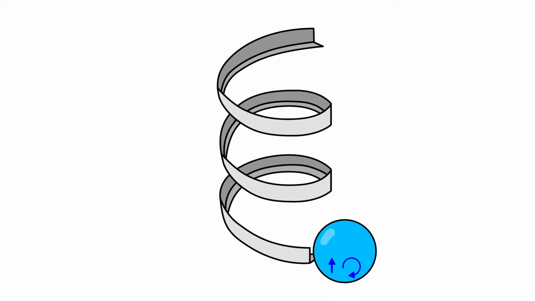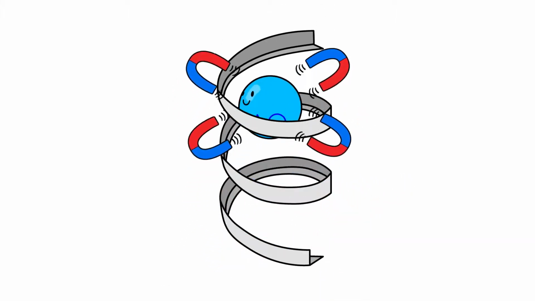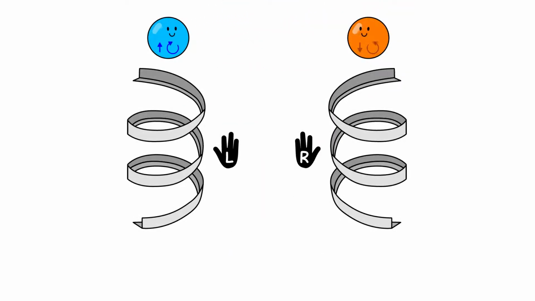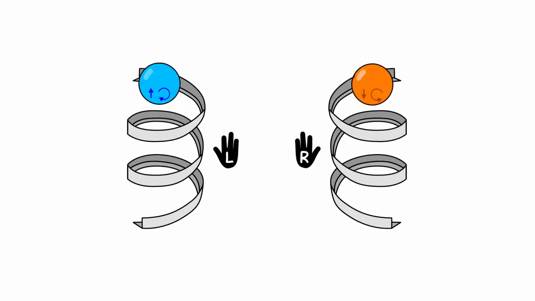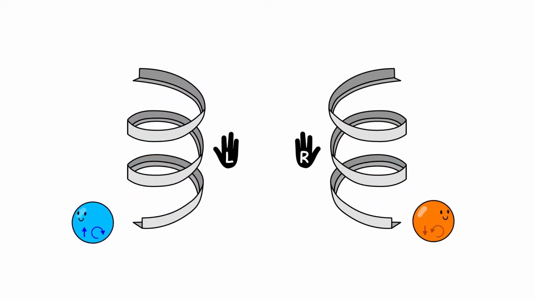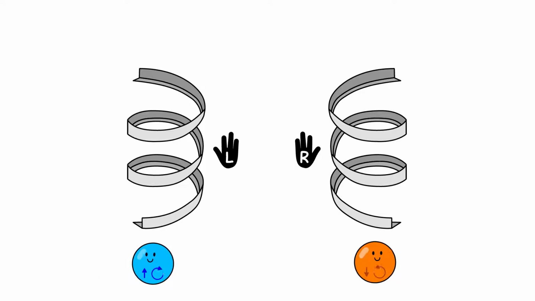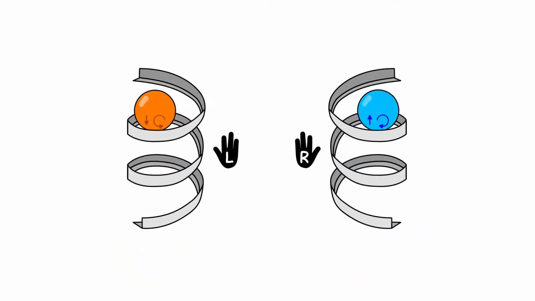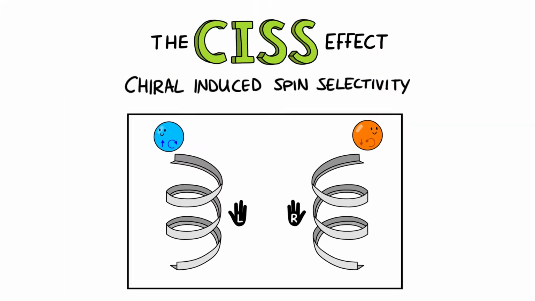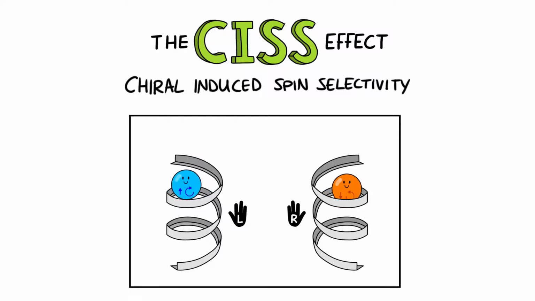When electrons are moving through chiral systems, they behave as if there is a magnetic field acting on them. This magnetic field interacts with the magnetic dipole of the electron, namely with the spin of the electron. Therefore, when an electron is transferred through chiral molecules, one spin is preferred over the other. Which spin is preferred depends on the handedness of the molecules, right or left hand-like symmetry, and on the direction of motion. So, chiral molecules are like spin filters. This is the CISS effect.